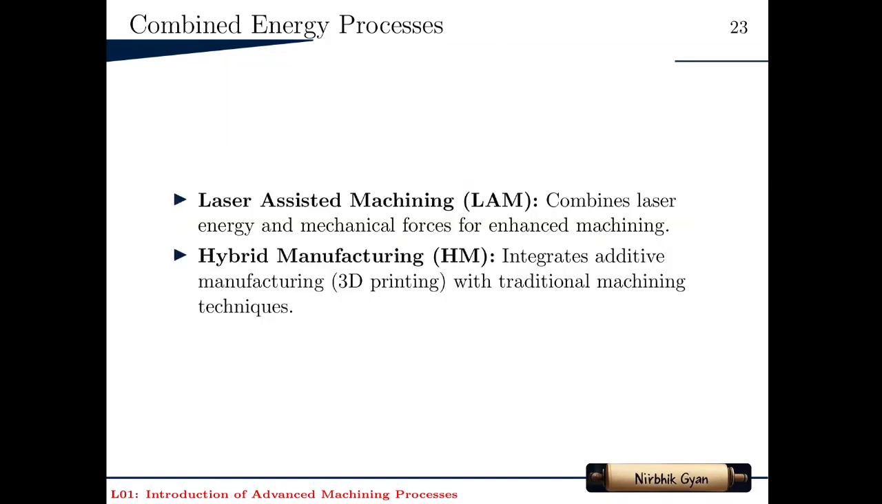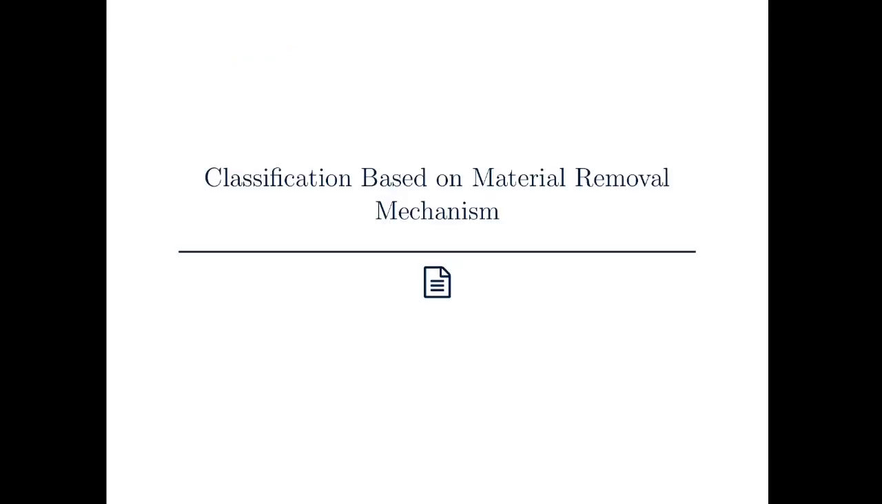Now, combined energy process: some processes you can combine, like laser assisted machining. It means it combines laser energy as well as mechanical force to enhance the machining. While hybrid manufacturing processes integrate additive manufacturing, for example 3D printing, with traditional machining techniques to achieve intricate shapes and very high precision.